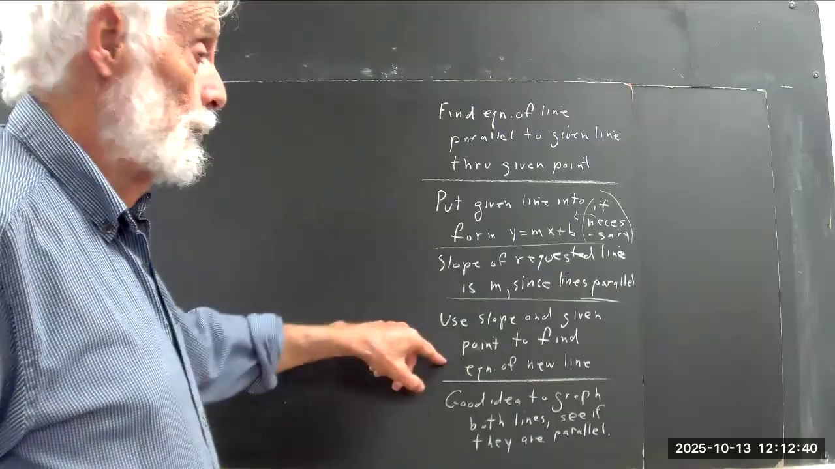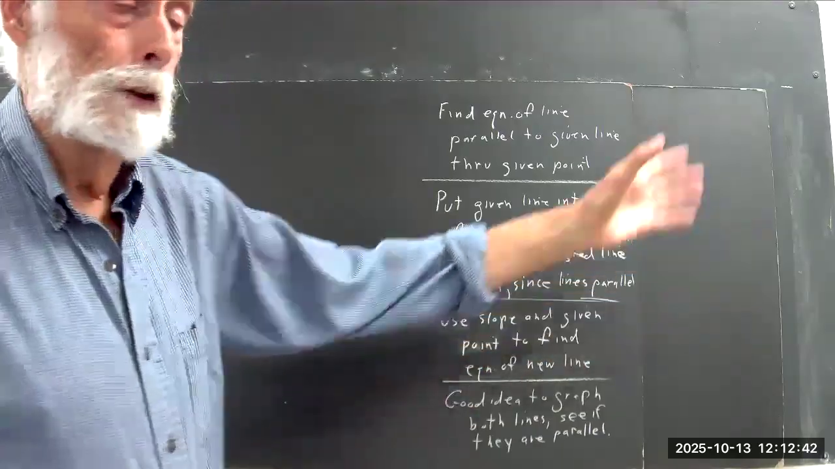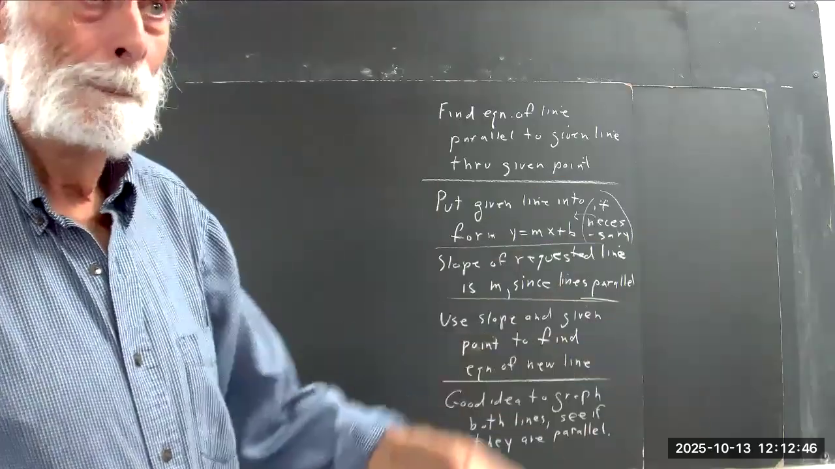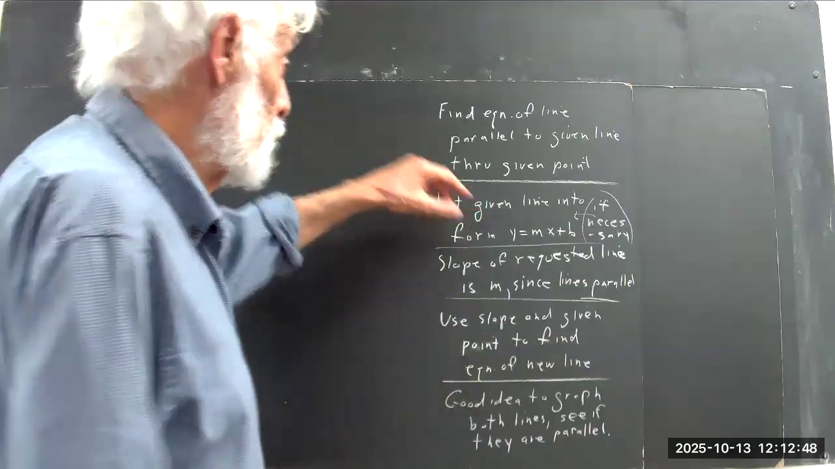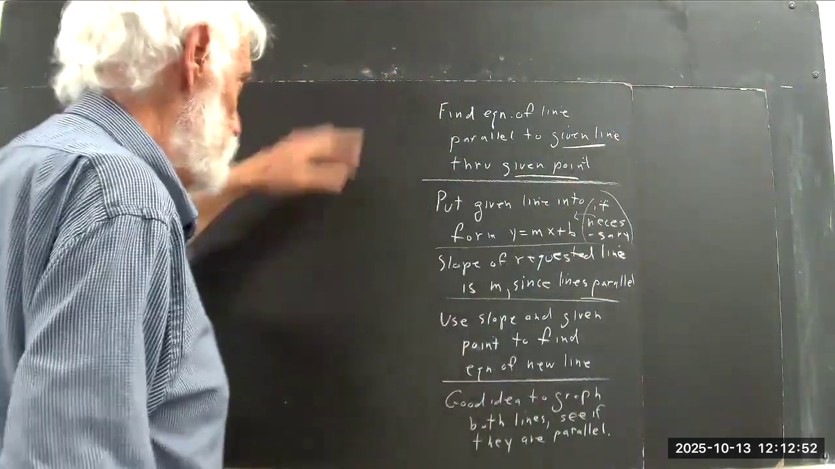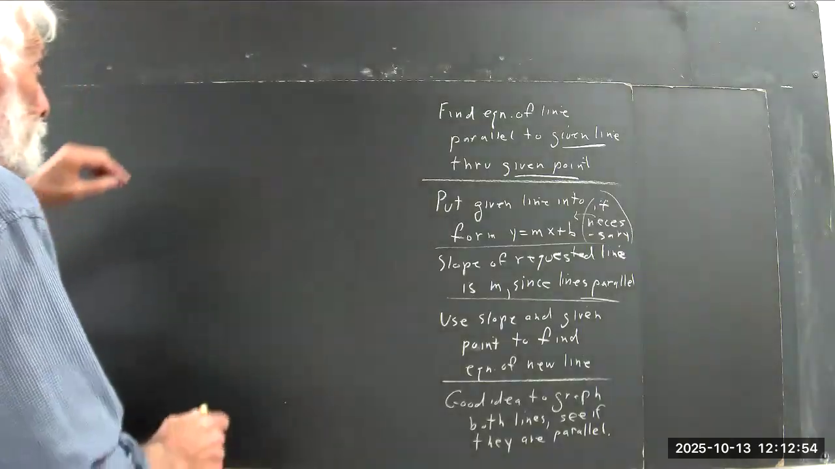So now you know the slope and you just do the first thing I showed you when I started reviewing, which is what to do if you have the slope and a point. You're given a point and you're given a line. Okay.